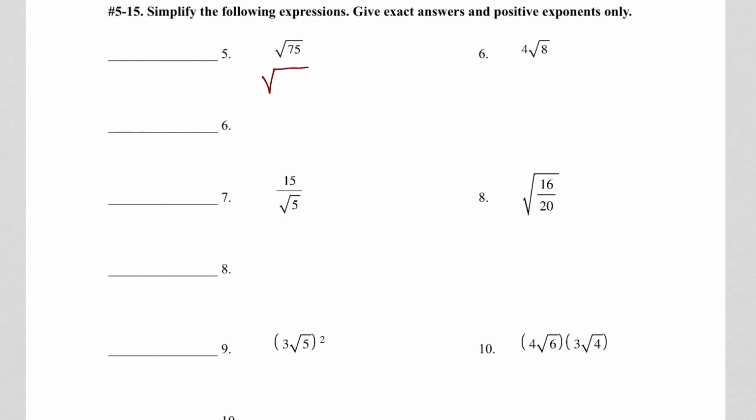Alright, when we're reducing this radical, we're looking for the biggest perfect square factor of 75, which is 25. So I'll write that as 25 times 3. And we'll take out the 25 by square rooting, and it becomes a 5, and it leaves behind that 3, so we have 5 root 3.